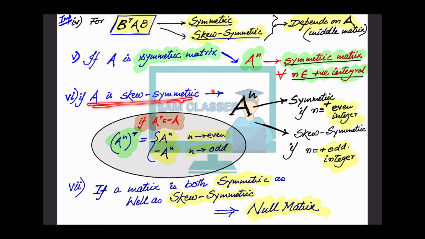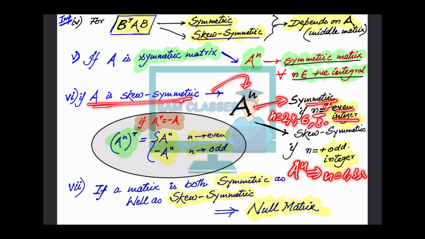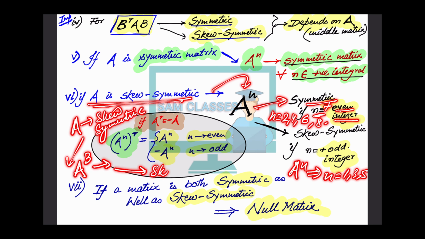Understand, students, if A is skew symmetric, then A power n will be symmetric if the value of n is a positive even integer, like n equal to 2, 4, 6, 8. Now, if you ask, sir, if A is skew symmetric, when will A power n be skew symmetric? If n is equal to 1, 3, 5. So understand this part, very important. If A is skew symmetric and they have asked what is the value of A power 3, directly we can say A power 3 will be skew symmetric. You don't have to solve anything. I've made a shortcut here also.